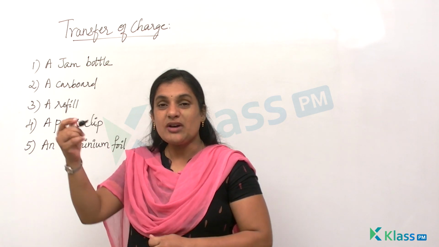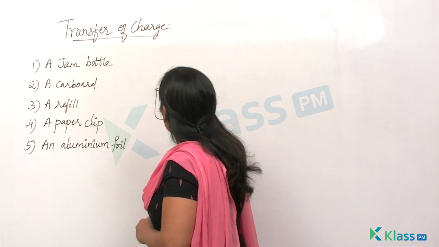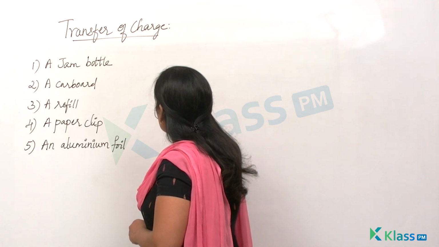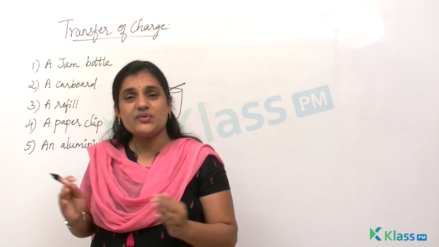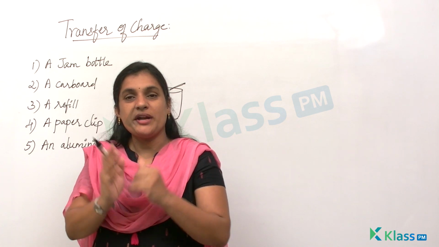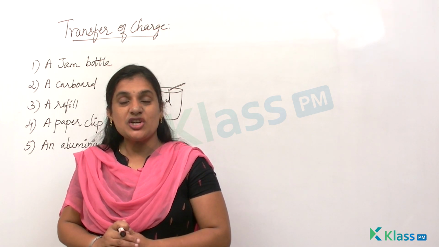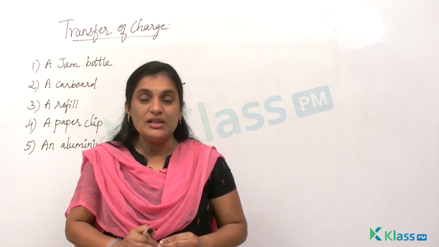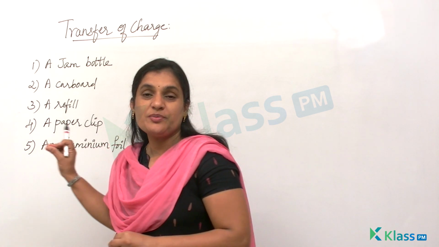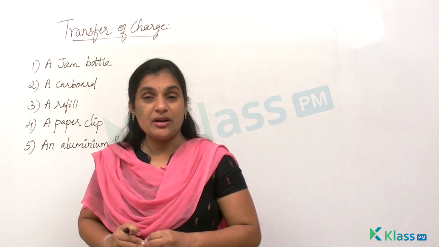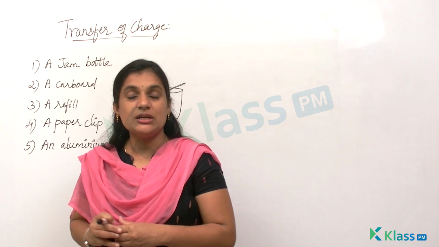Now what do you observe? As you place the refill over the string which is used to hang the paper clip, the foil strips get wide apart. Why do these strips go wide apart? That is because the charge which is transferred from the refill is the same charge which is present on the paper clip, or the aluminium foil which is wrapped around the paper clip.